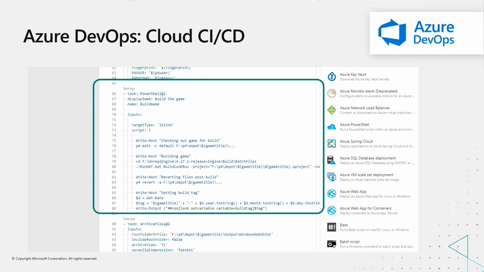Now once the build is done, we want to tag the file name with some data like the date, time, and the CL number. So at the bottom of the highlighted section, we save that concatenated string into a pipeline variable called build tag.